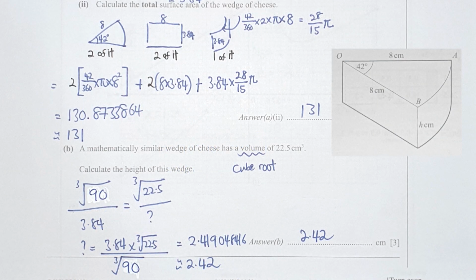Calculate the surface area. So there's top and bottom for the sector of 42 degrees, and 2 slices of rectangular shape and 1 of the curvy shape. I've listed down the details of the calculation. The trickier one will actually be the curve AB side. So the height is 3.84, 42 over 360 times 2 pi r, because we are using the arc length. After adding everything up and correcting to 3 significant figures, you will get 131 cm squared as the answer.